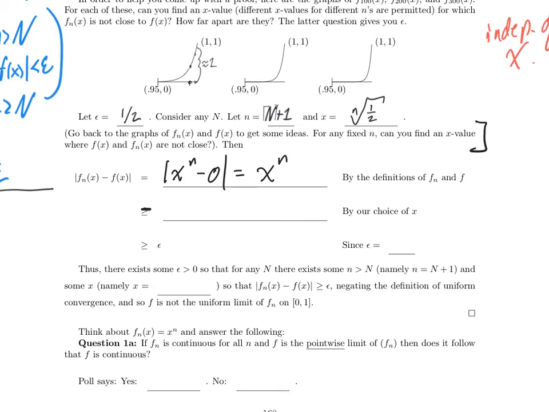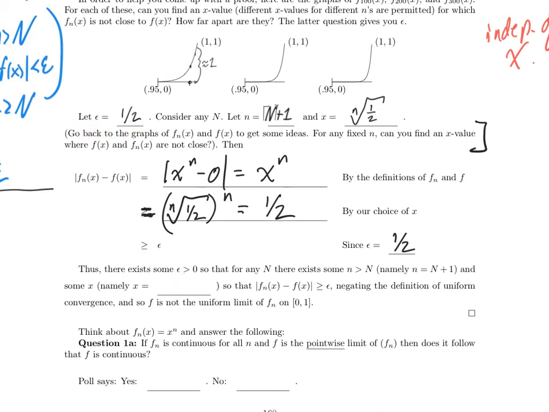This in turn is equal to the nth root of 1/2 raised to the power n. Oh, but that's just 1/2, right? Oh, but 1/2 is certainly bigger than or equal to epsilon because our choice of epsilon was 1/2. So, let's see what we've done. I claim that this proves that there exists some epsilon bigger than 0.